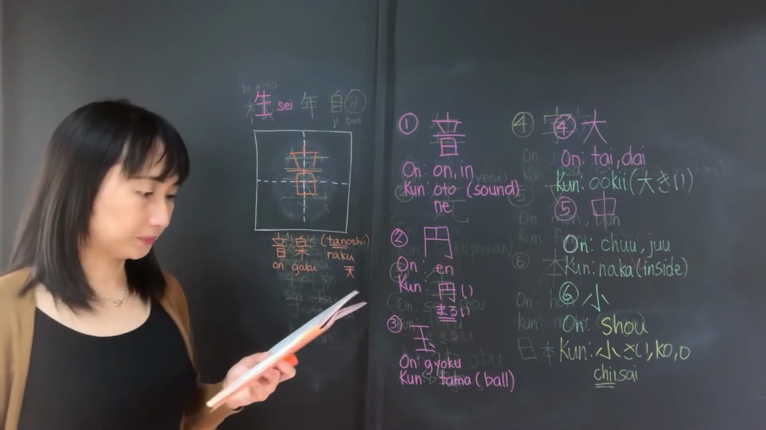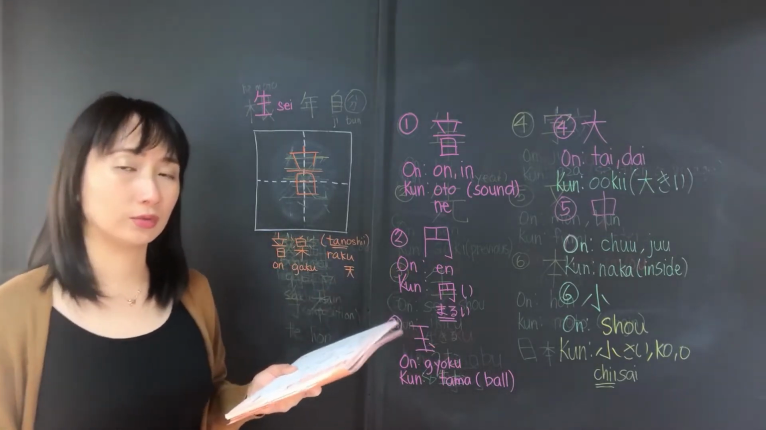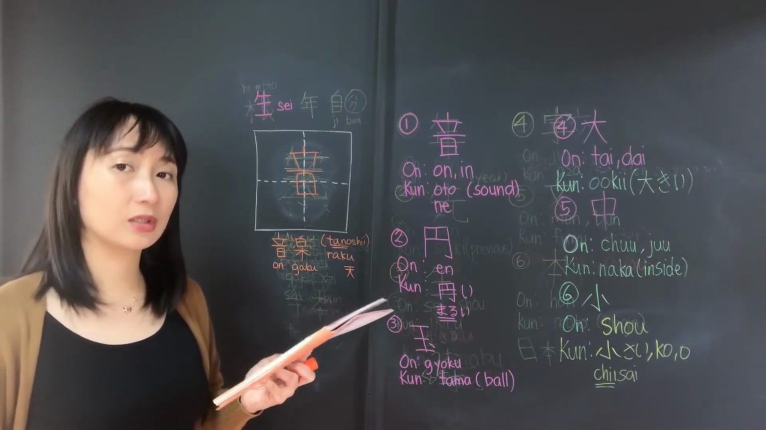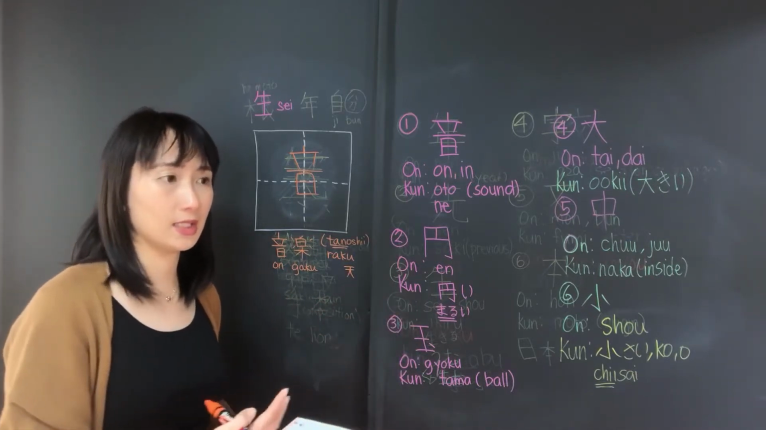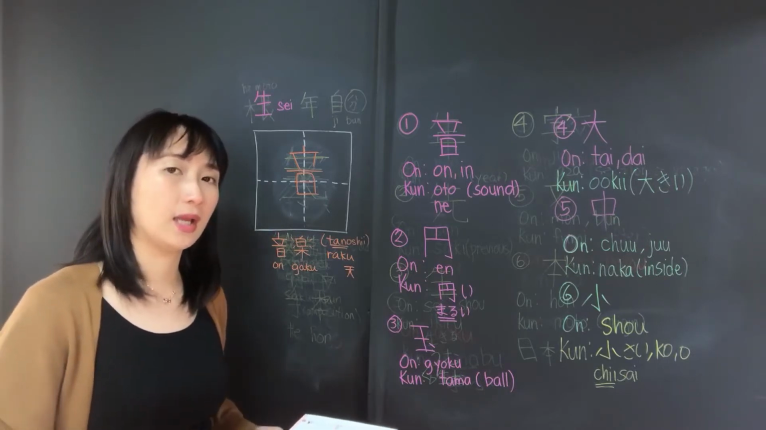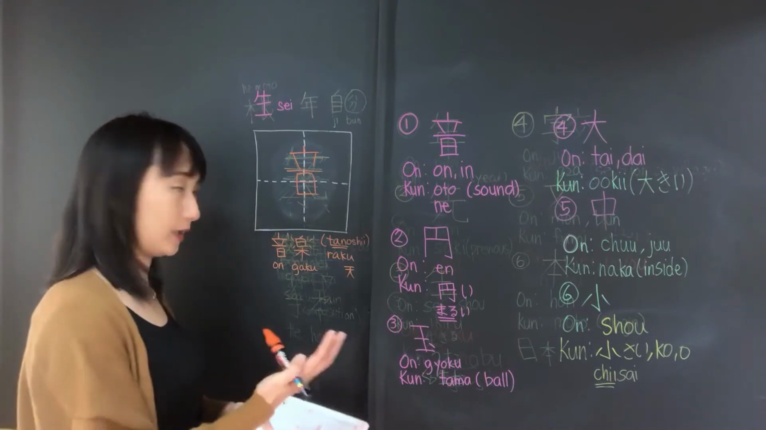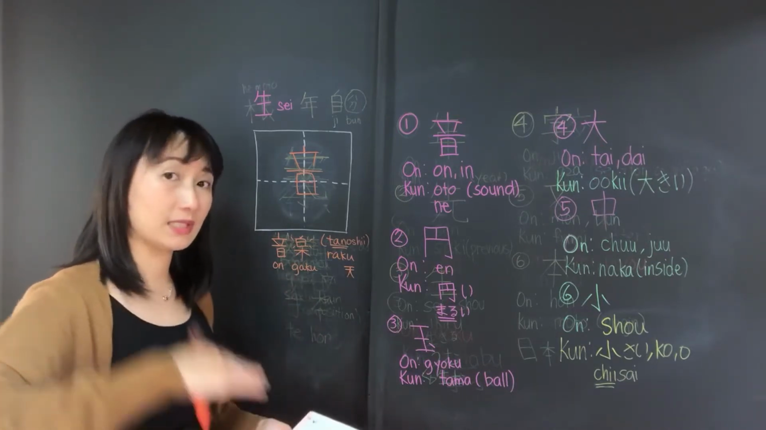Ongaku, what else? The next one is koon. Koon means high-pitched tone. The ko of this kanji is the kanji for takai. Takai no taka is just this kanji. Takai means high.